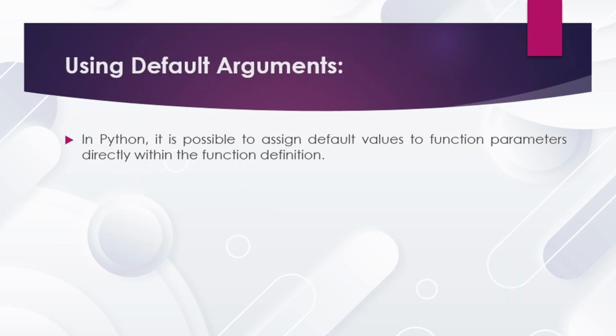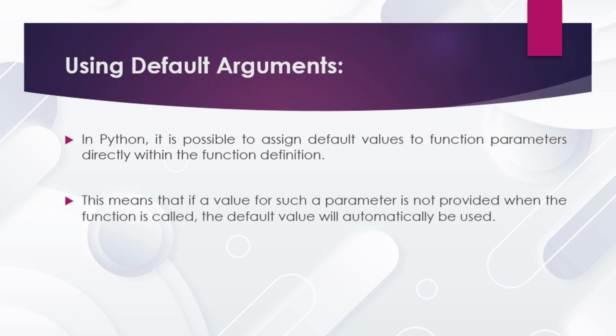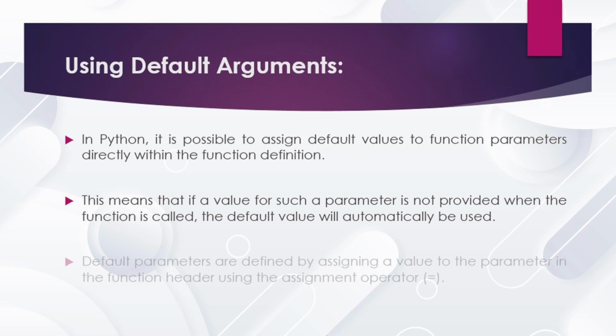In Python, it is possible to assign default values to function parameters directly within the function definition. This means that if a value for such a parameter is not provided when the function is called, the default value will automatically be used. This feature makes functions more flexible and convenient, especially when we want certain parameters to have common or assumed values unless specifically changed by the user.